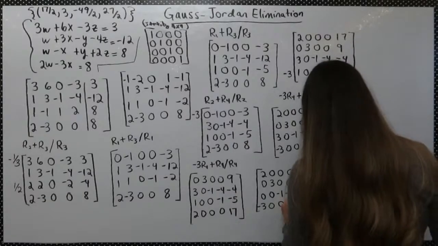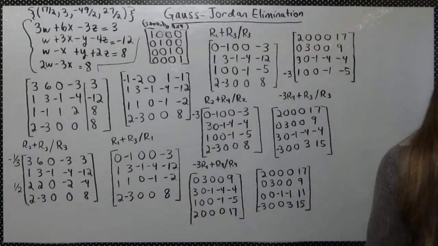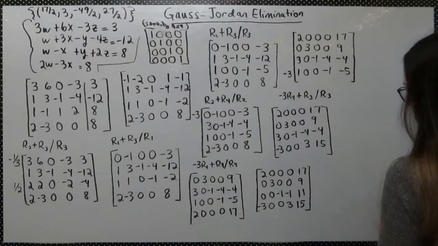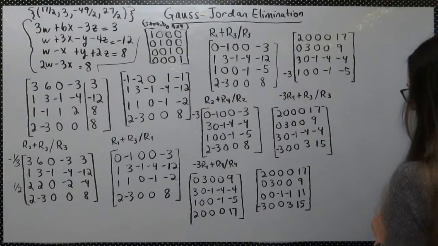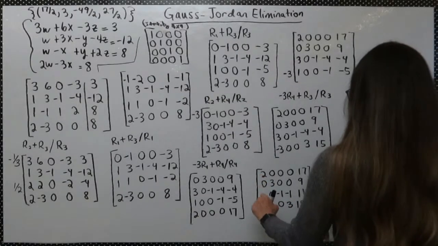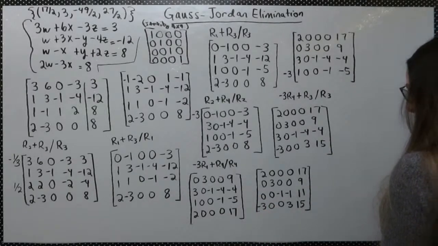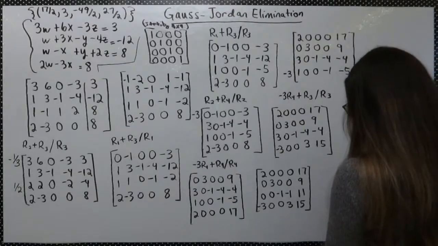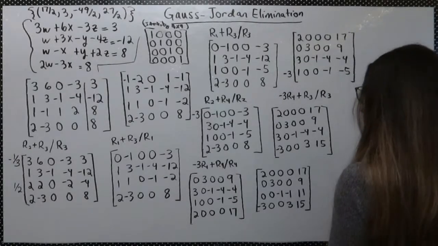It's harder to write down than it is to write up. Okay. I still need to make this one 0. So I'm going to have to use row 1.